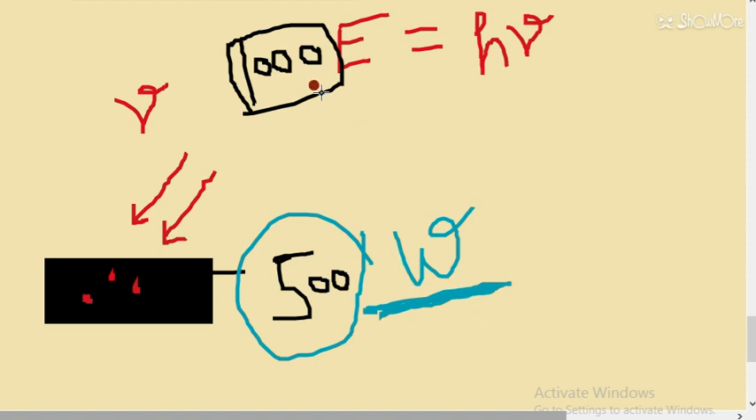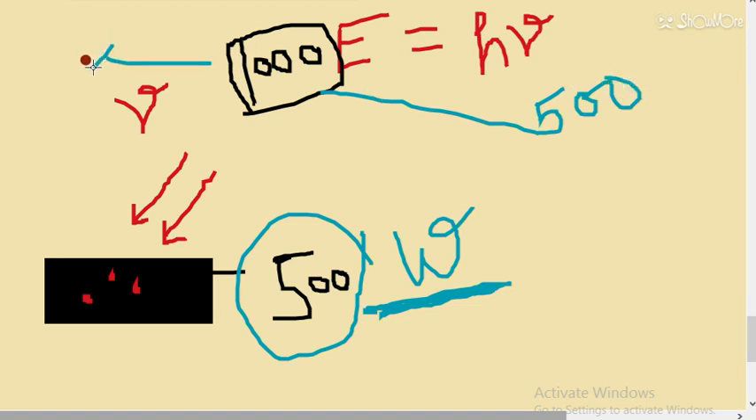Students, you can see here that from the 1000, 500 is used to eject the electrons, and the rest, 500, will be used as the kinetic energy of the electrons. The electrons emitted from the metal surface are called photoelectrons, and the rest of the energy is used as kinetic energy of photoelectrons.